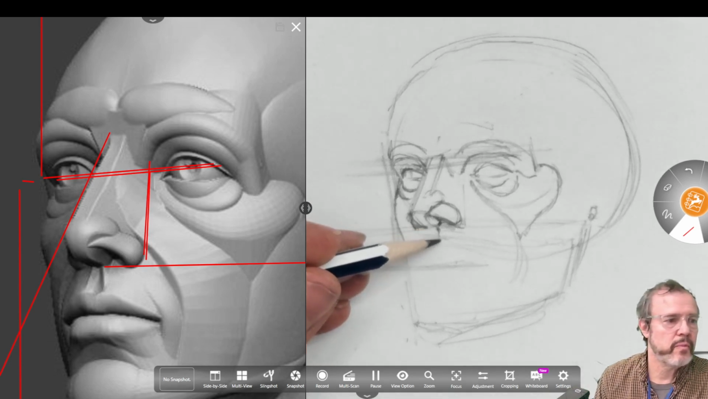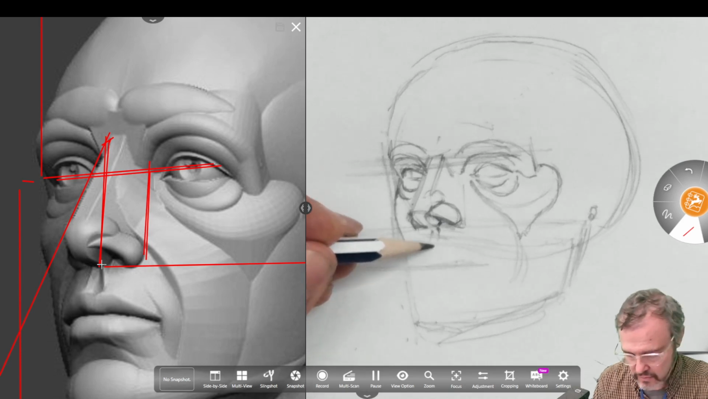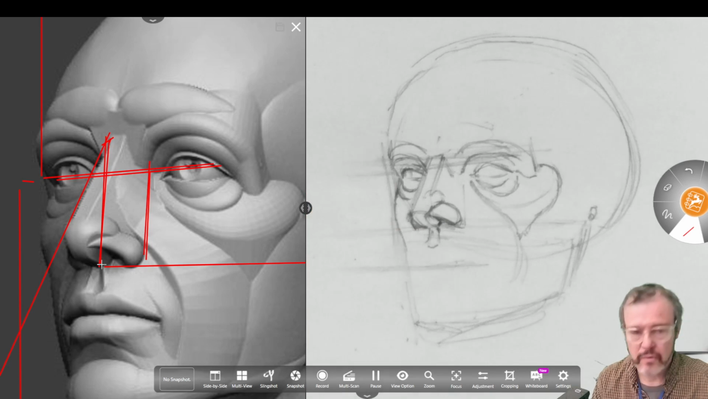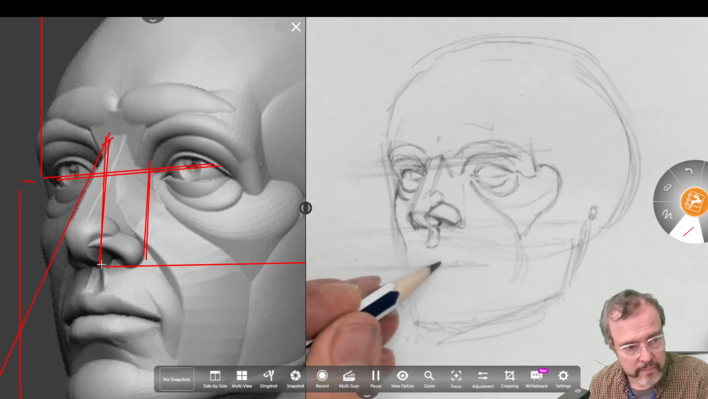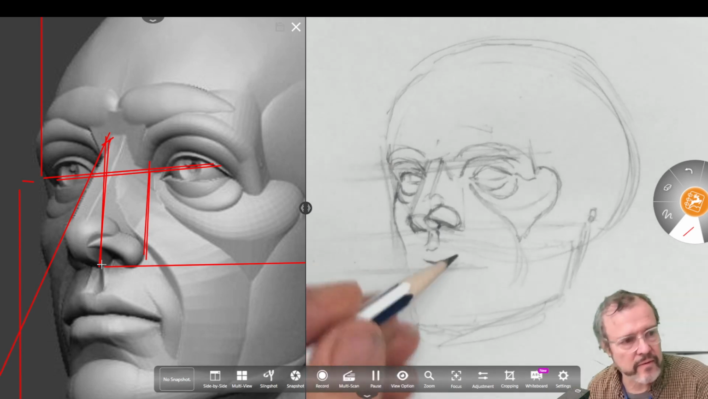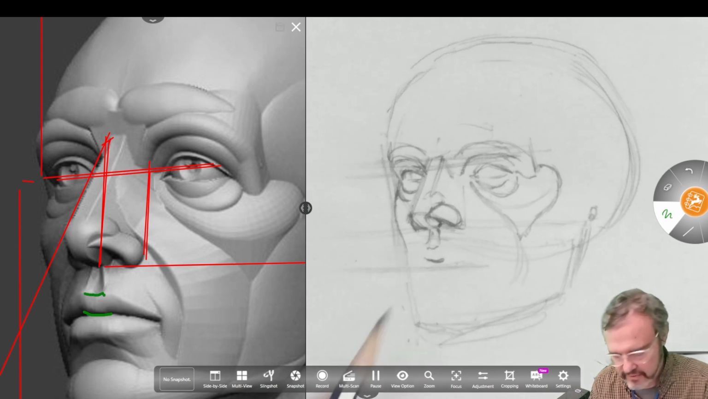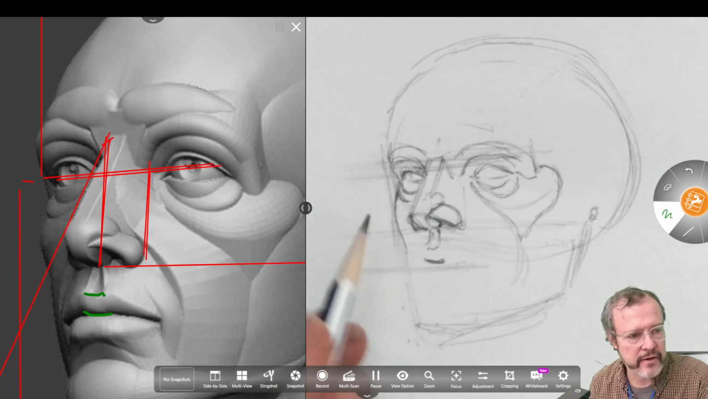Here's the philtrum. It might be helpful to run another plumb line up. We can see that the philtrum is centered under this position of the bridge of the nose. Right there. And the central curve of the Cupid's bow is right under the curve of the philtrum. So that's like here.